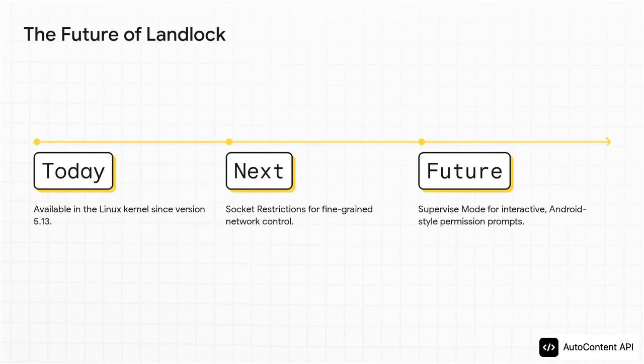So Landlock is here today, but it's not done growing. The next huge addition on the horizon is network controls, which would let an app restrict its own internet access. But the feature that has everyone really excited is something called Supervise Mode. This would make interactive permission prompts possible, just like on your phone. Imagine downloading an app and it pops up a little box asking, "Is it okay if I access your documents folder?" That's the end goal here.